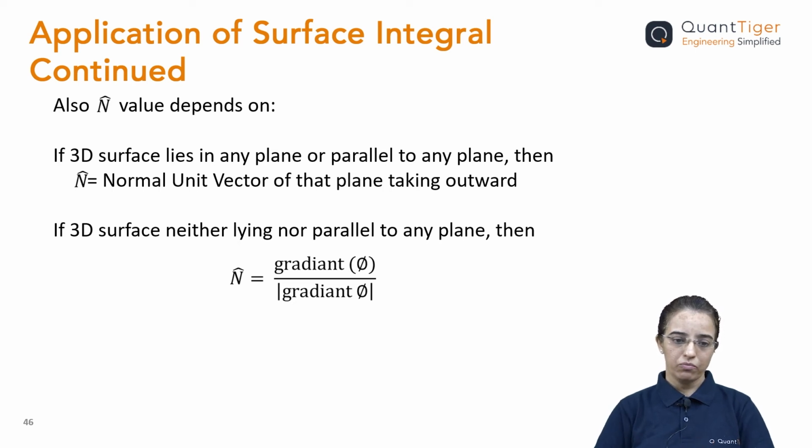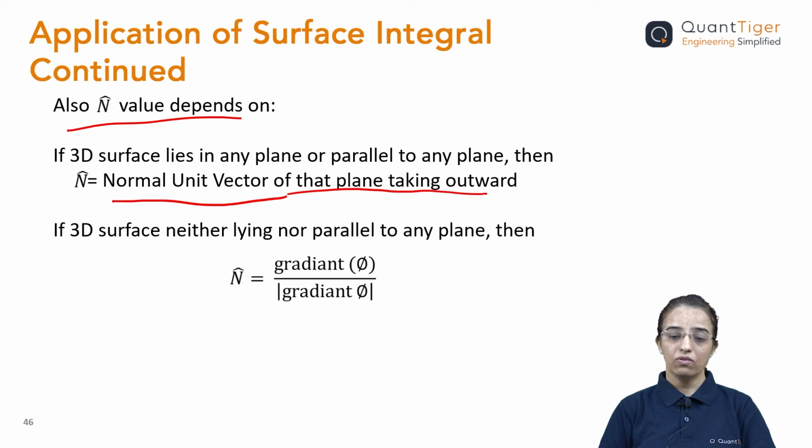So that's how we are going to find the value of the normal unit vector. If the 3D surface is lying in a plane or parallel to any plane, then n cap will be the normal unit vector of that plane, taking outward. So what does that mean? Same diagram I will draw here again.